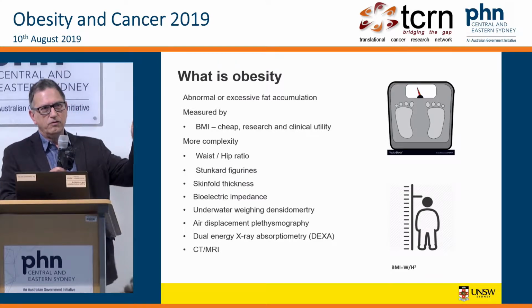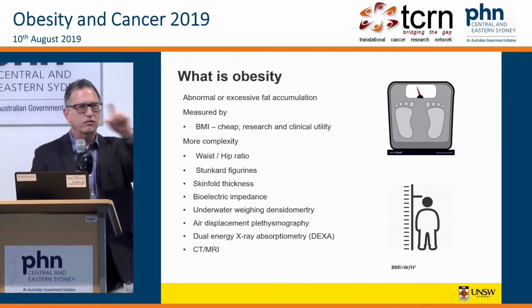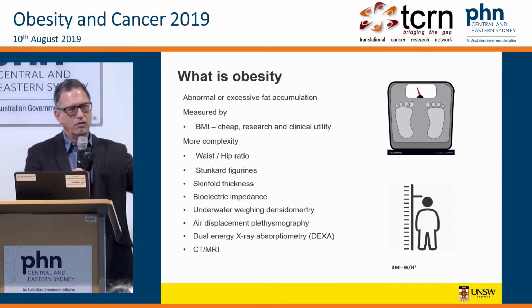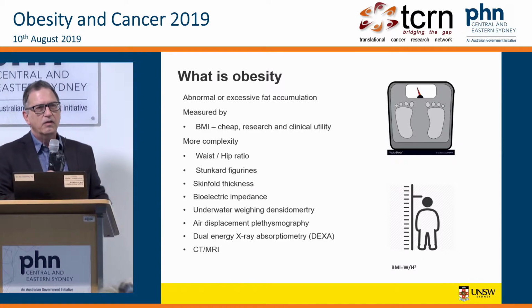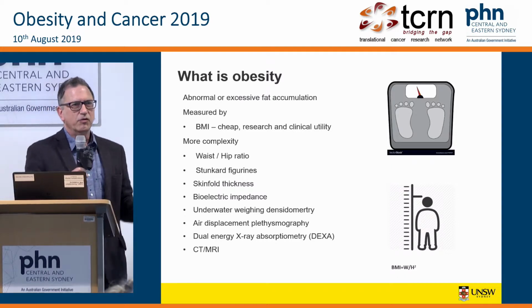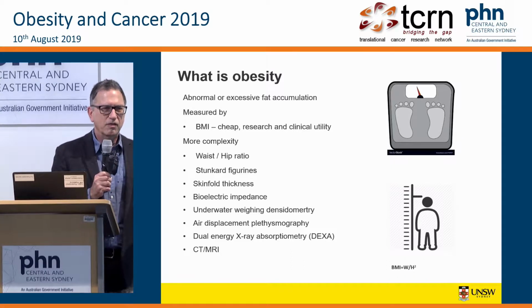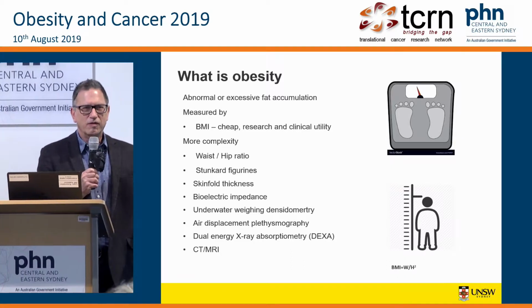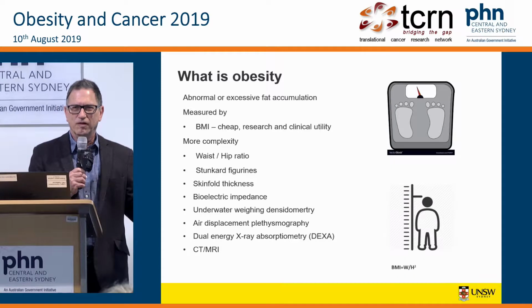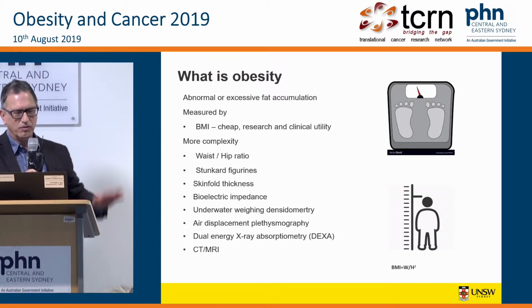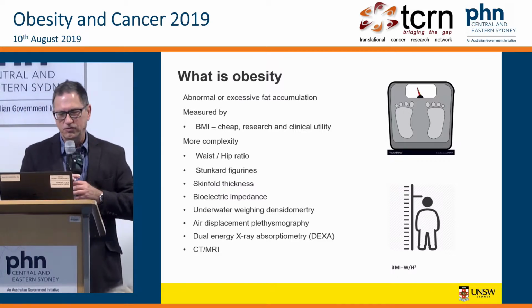There are figurines that you can use, the Stunkard figurines. You ask, what do you think you look like? You point to a figurine, and that correlates with BMI and other measures. There's central adiposity, and there are also waist to hip measures. The problem is, you've got to find the waist, and you've got to find the hips sometimes to measure these things, and sometimes they're very difficult to do, whereas weighing somebody and taking somebody's height is just fine.